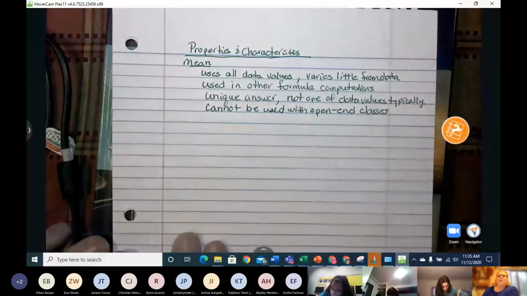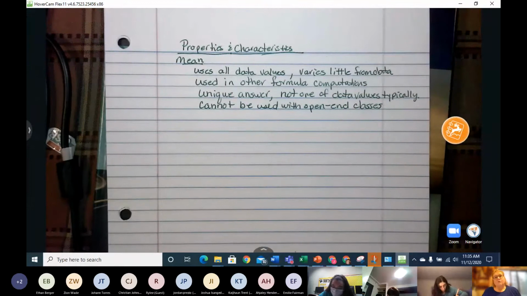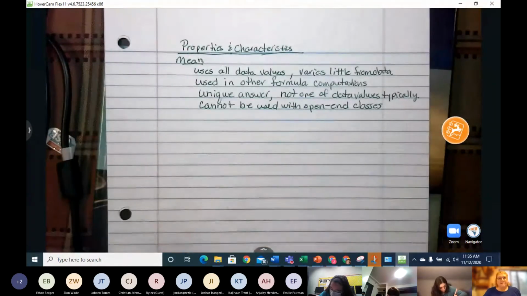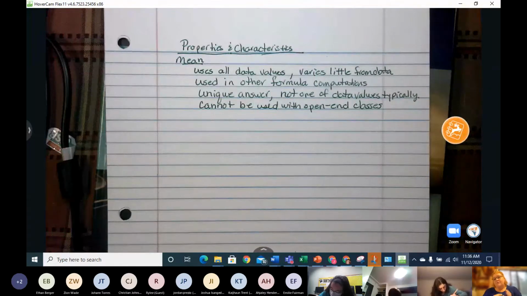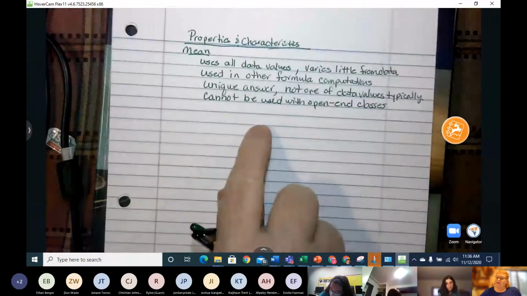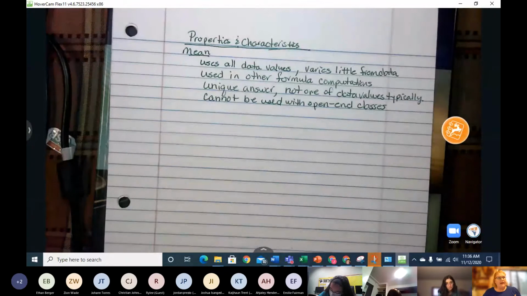Study your lesson 2 with frequency distribution. This open-ended classes will make a little more sense if you haven't looked at that. But what that means is if you have a category that goes from 50 to forever, then that's an open-ended class. You can't use a mean in that kind of situation.